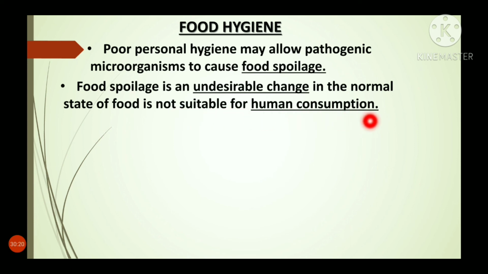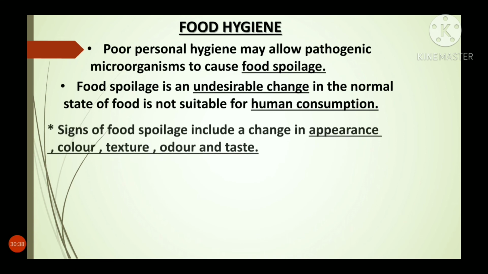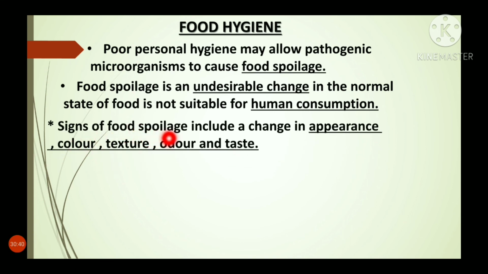You can notice a bad smell in the food. Signs of food spoilage include a change in appearance. How can you recognize that food is spoiled? By appearance, meaning you see green, red or black spots on the food, like fruits and vegetables. Color changes, texture, taste, odor, smell and taste. Sometimes if you smell it, you don't notice, but once you taste it, you feel it has changed.